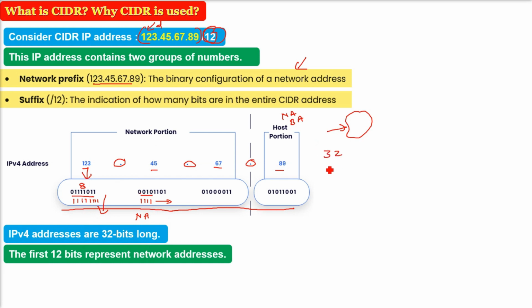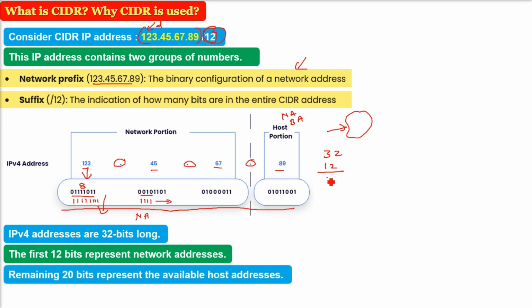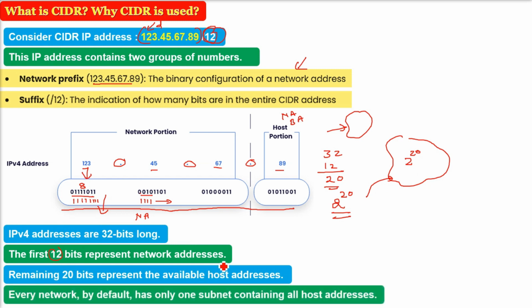If you have a 32-bit address and you subtract this 12 from that, what do you get? You get 20 bits, and these remaining 20 bits represent how many host addresses are available. For this example, it is quite huge. So you have a network, and when you make a CIDR, it is always pointing to only one network, one subnet, right? So 2 to the power 20 hosts can be there. Every network by default has only one subnet containing all host addresses. Subnetting, that is, dividing into other parts of the subnet, is done by the network administrators.